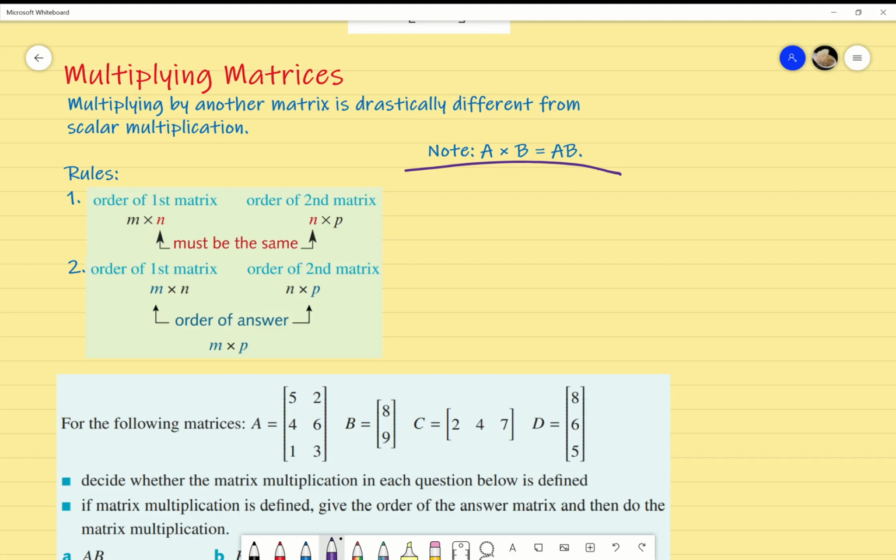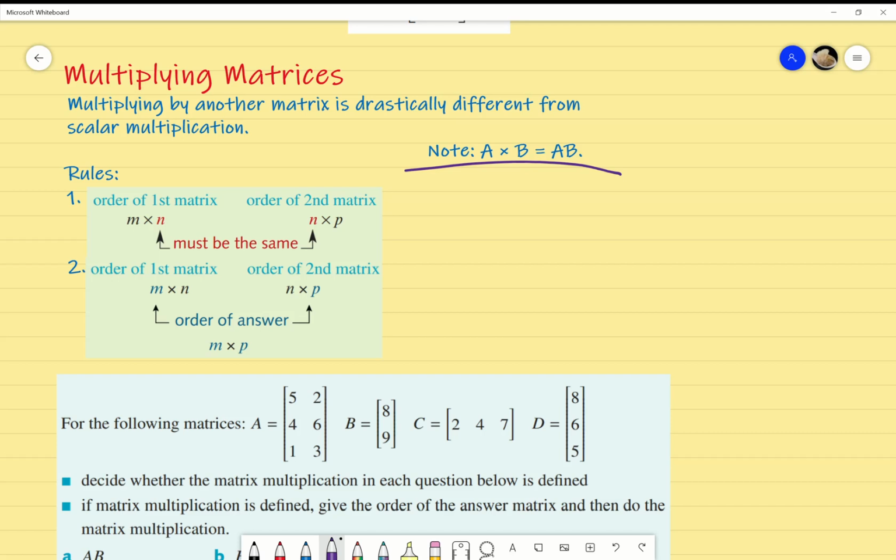There are 2 rules that we need to make sure we are aware of before we even begin our matrix multiplication. Does anyone remember what the rule is? What order matrix do we have to have when we're adding and subtracting matrices? What's the rule regarding the order? Has to be the same, yeah. The order has to be the same if we're adding and subtracting matrices.